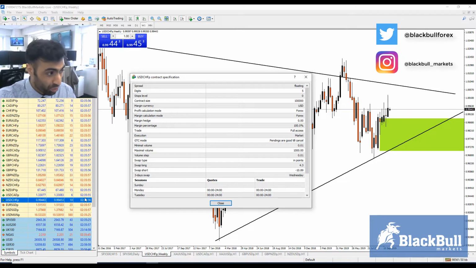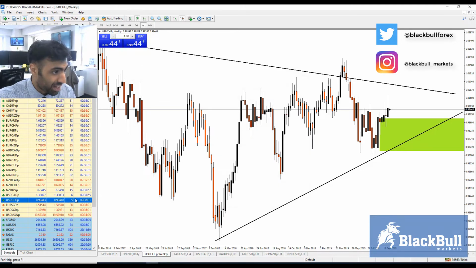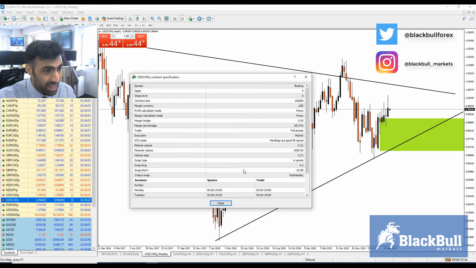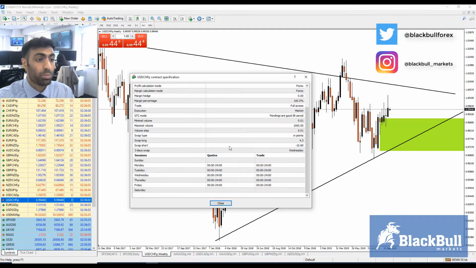So, for example, if you go into your platform, you right-click, hit specification, we'll just do that again, and you scroll down to your swap long, swap short. You can see it's 4.3 for holding a long against negative 10.89 for holding a short. Now, how do you identify this?